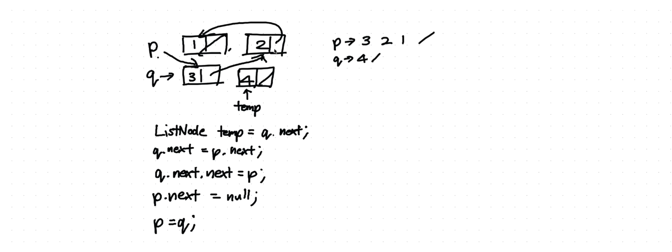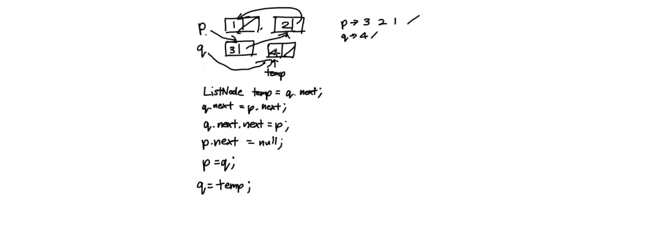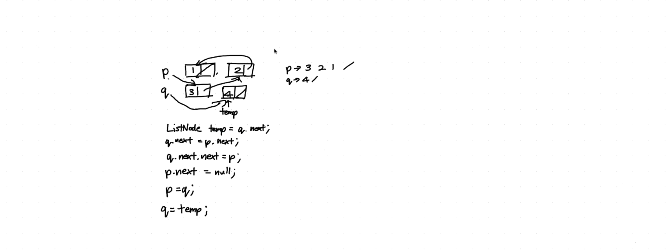Lastly, we want q to point to 4. Thankfully, at the very beginning, we said we want temp to store q.next. We didn't really touch temp since then, but it is going to come in handy now, as we can just say q equals temp. All right, let's look at our final result. So we got, once again, p pointing to 3, pointing to 2, pointing to 1, and then q pointing to 4, with null terminations on 1 and 4. That is the final result we want.